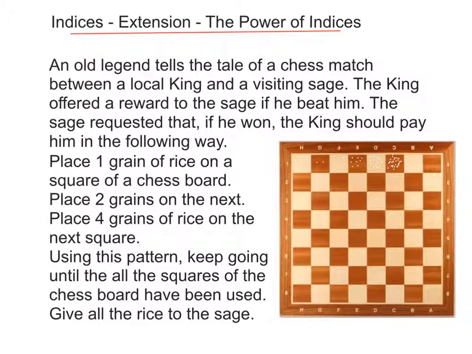So the next one obviously will have 32, then 64, then 128. And that's just the first row. Using this pattern, keep going until all the squares of the chessboard have been used. Then give all the rice to the sage.